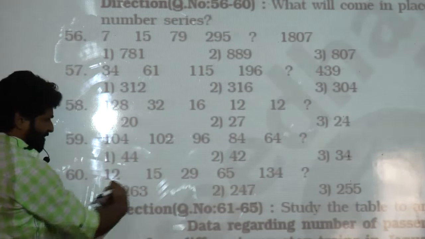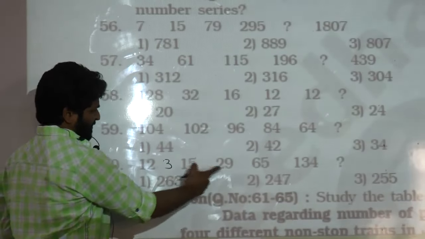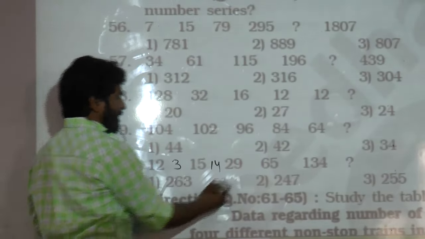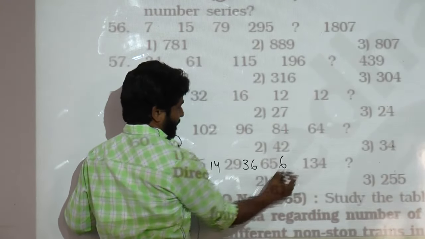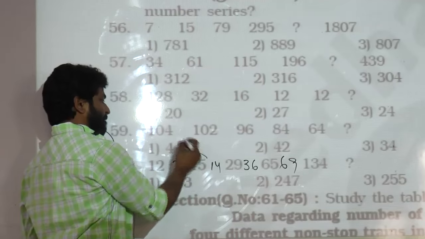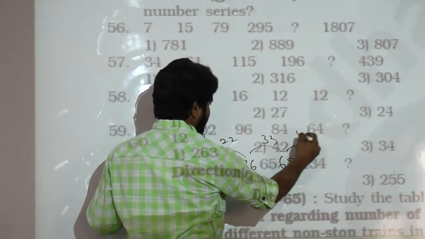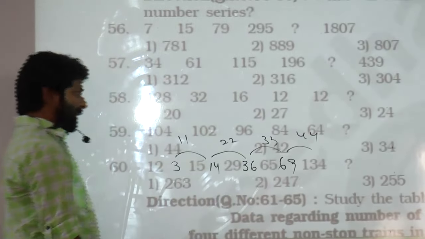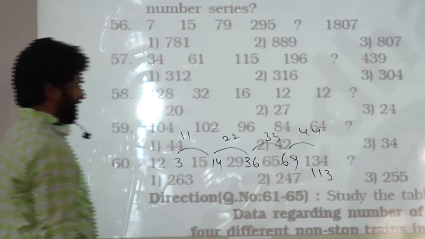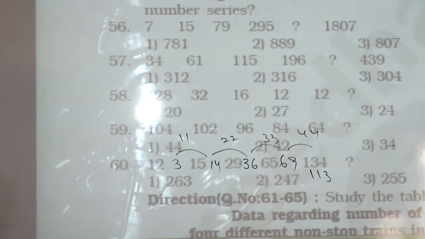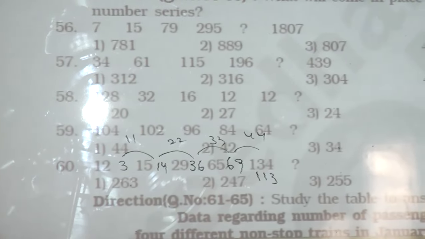I think this is also difference, gradual increase, right? Should be difference. 3, 14, 36, 60. 11, it's done. 22, 33. Next should be 44. So you need to add 113. Add 113 to this number, I think. Yes or no? 247 is the answer. Yes, second option. Any other question?